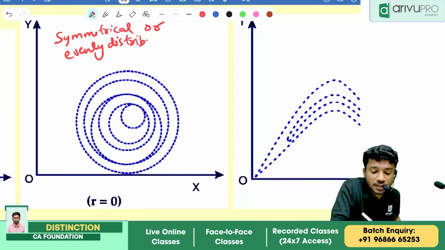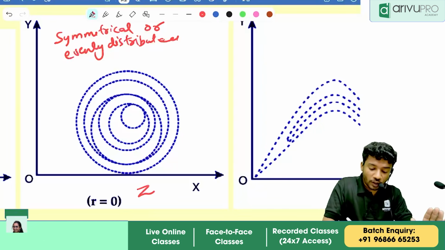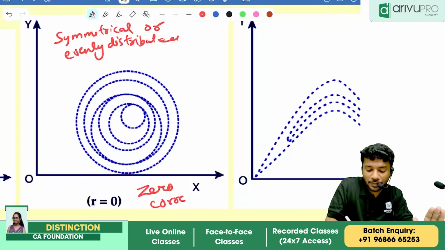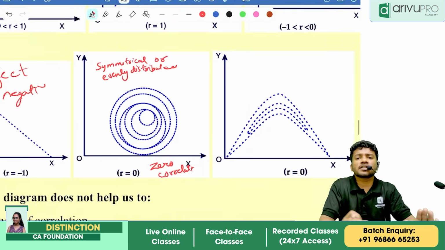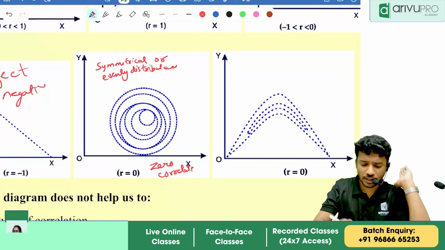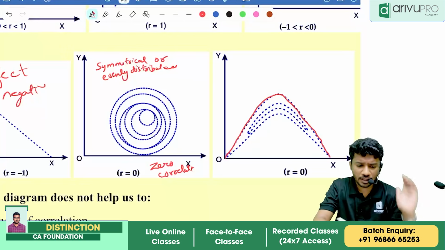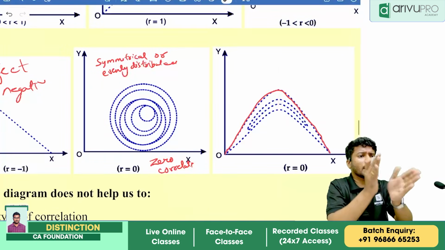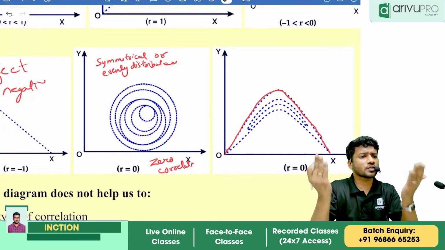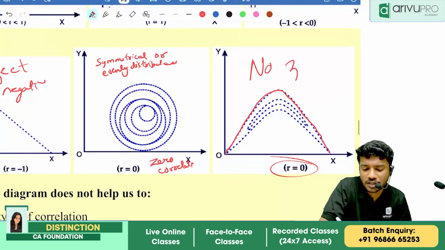we will say that there is no correlation or zero correlation. Make a note of it. No correlation or zero correlation when it is symmetrically distributed. People, have a look at this graph. Is it symmetrical? If I cut it into 2 parts, 1 half will be a mirror image of the other. So it is symmetrical. So is there any correlation? No correlation or zero correlation. Okay, make a note of it.